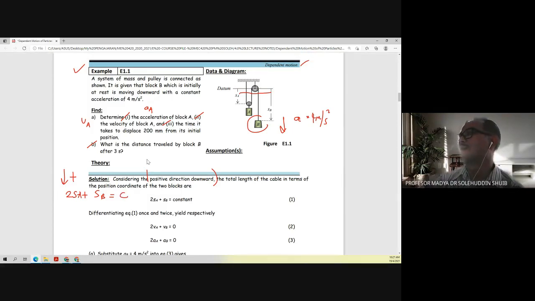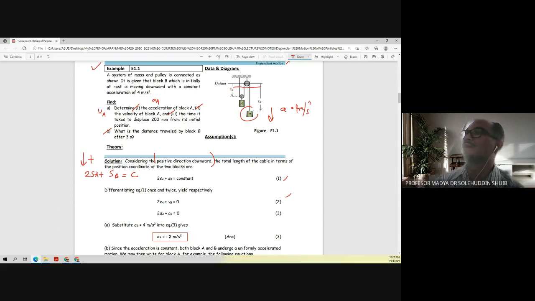And then you proceed with the next one, differentiate equation 1 twice. So you differentiate, you get 2VA plus VB equal to 0. Then 2AA plus AB equal to 0. Now, to start for the first one, we substitute AB equal to 4 meter per second square.